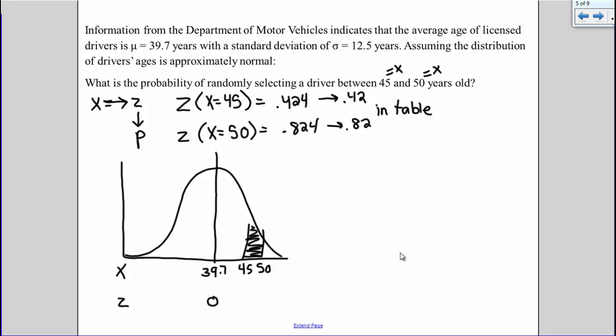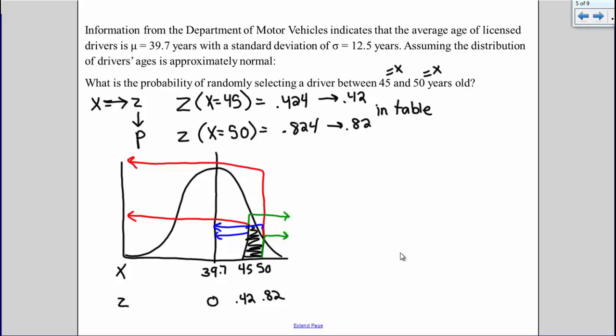All right, so let's draw our z-scores in as well. For 45, it was roughly 0.42, 50, 0.82-ish. So we could look for the proportion in the body for a z-score of 0.82, subtract the proportion in the body for a z-score of 0.42. Or we could take the proportion in the tail for a z-score of 0.42 and subtract the proportion in the tail for a z-score of 0.82. And even yet another way, we could find the proportion between the mean and a z-score of 0.82 and subtract the proportion between the mean and z for 0.42.